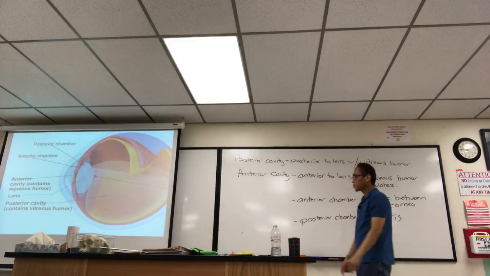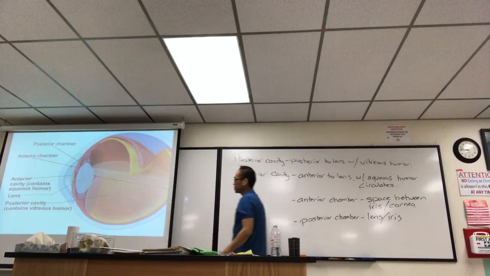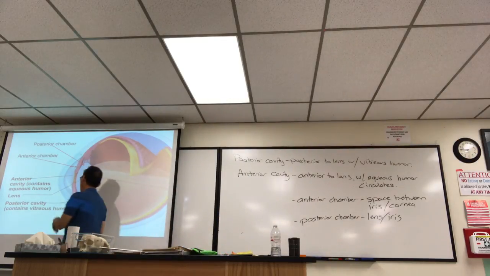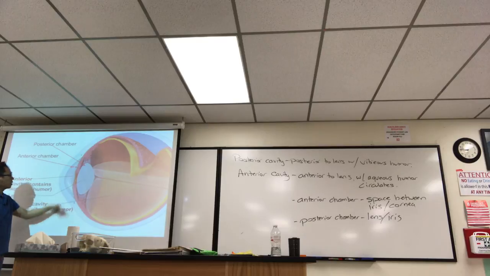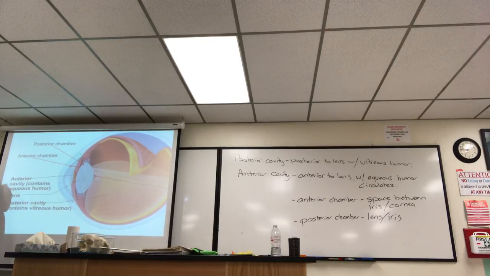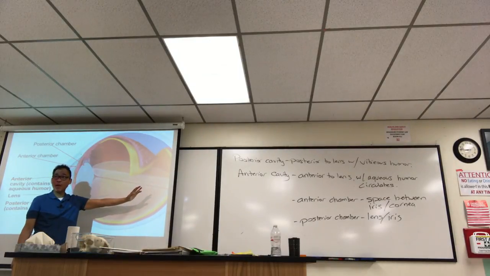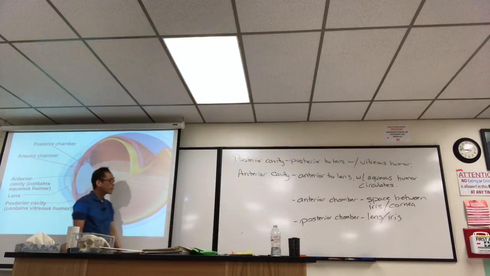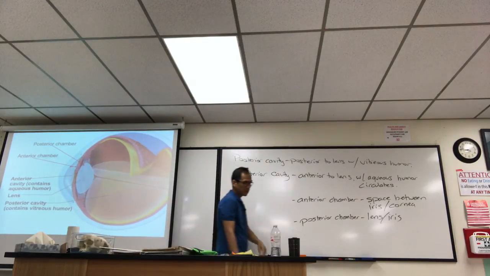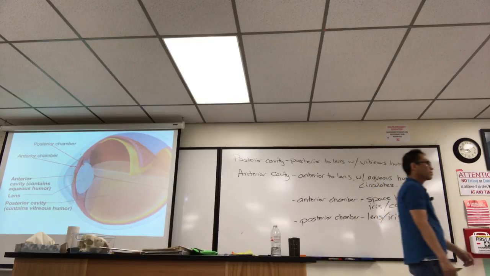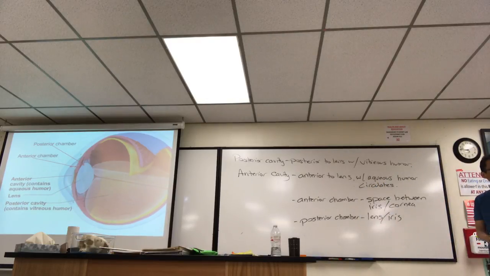And that humor has to circulate from where it's generated by the ciliary body. It's got to flow and it has to drain. If there's improper drainage for whatever reason, I'm not going to really teach that, it can increase the pressure, and that pressure exerted to the back of the eyeball can cause glaucoma, which is a retinal blindness because of the lack of regular circulation. You can look at that on your own though. I'm not going to test you on glaucoma. Just to emphasize, the circulation of the aqueous humor is important. You can have irregularities in it. All right, so those are the chambers and then the cavities.